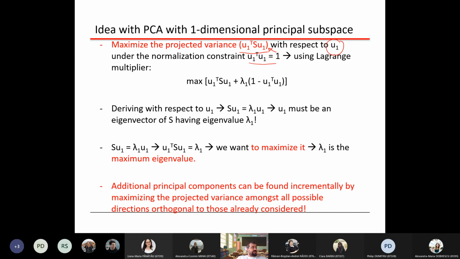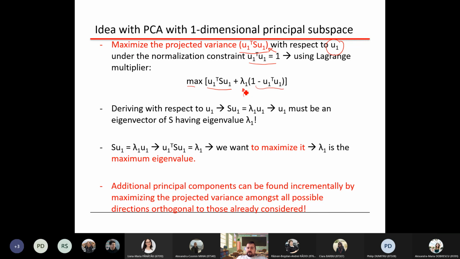And this is solved using Lagrange multipliers. You saw this when I presented SVM, because we had to do something similar. So it's the maximization of this element with respect to this constraint. So we have lambda 1 multiplied by 1 minus u1 transposed multiplied by u1. So it's an equation of second degree here.